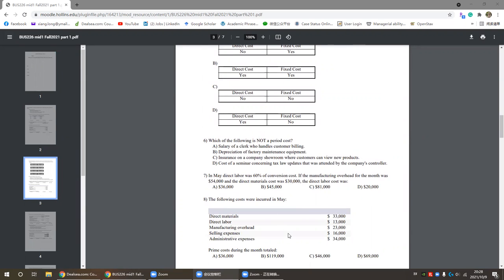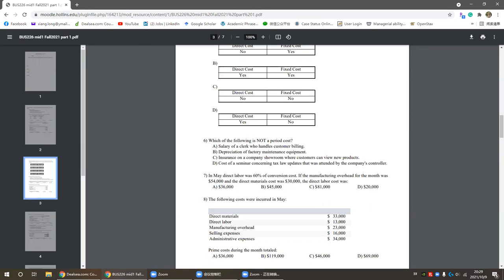In question 7, I remember in one of the classes, I went through these kinds of questions to tell you how to do them. So in May, the direct labor is 60% of the conversion cost, and the manufacturing overhead for the month was 54,000, and the direct material cost is 30,000. Actually, what will be the direct labor cost?